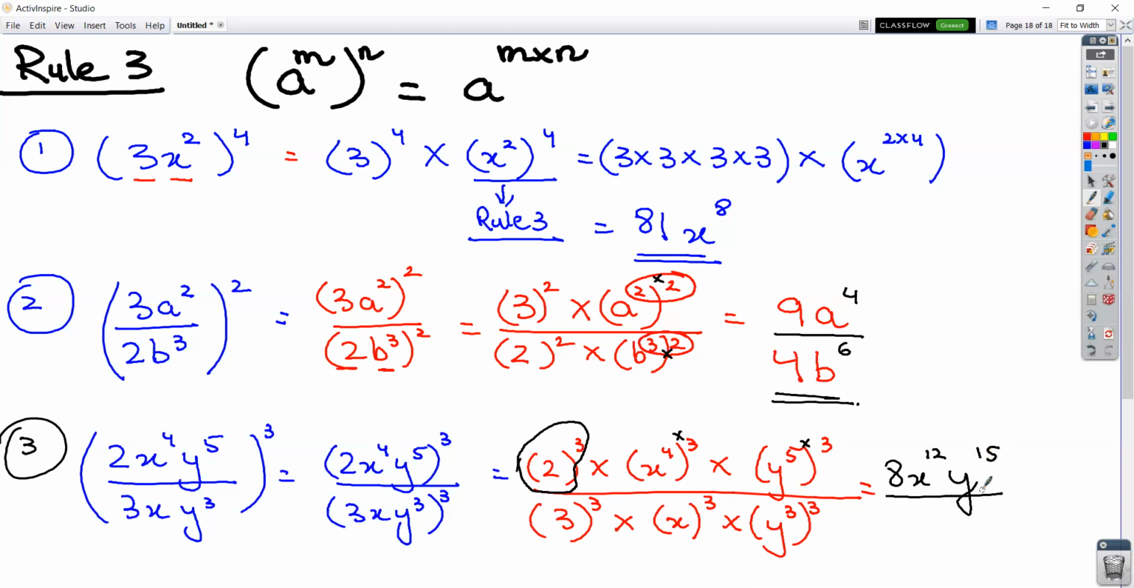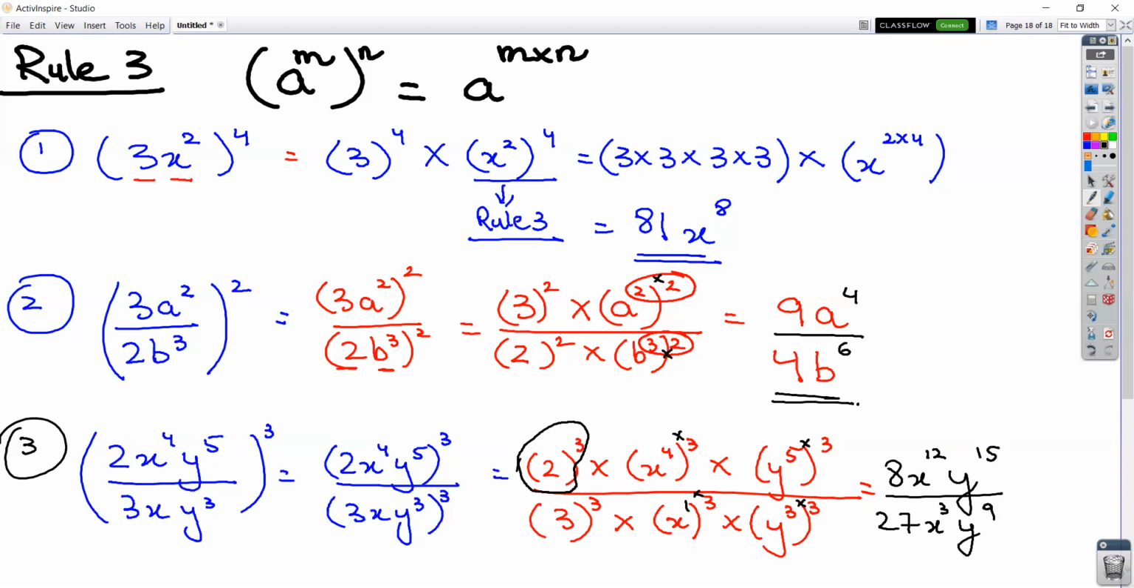Now we're going to simplify the denominator. So 3 cubed means you do 3 times 3 times 3, which is 27. Then because there's no power on x, it is a 1. And when you multiply them together, it would be x power 3. To do the simplification of the y power, 3 times 3 would be 9.